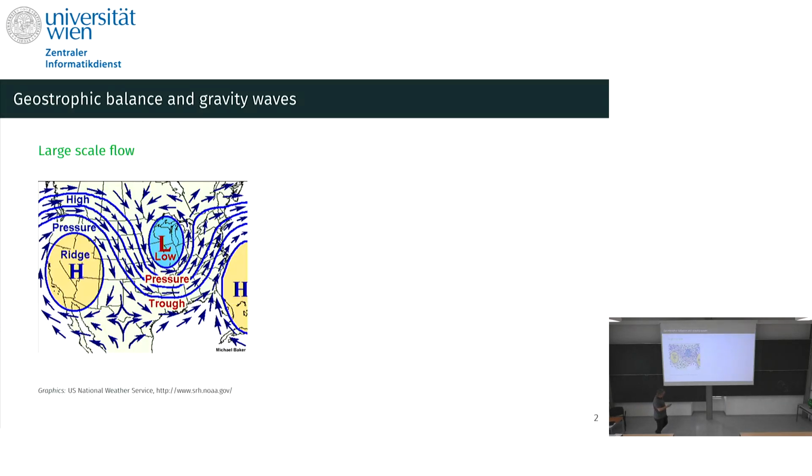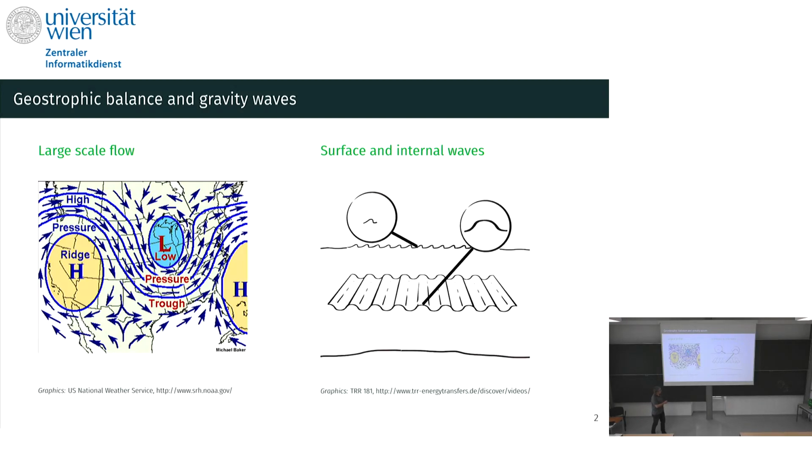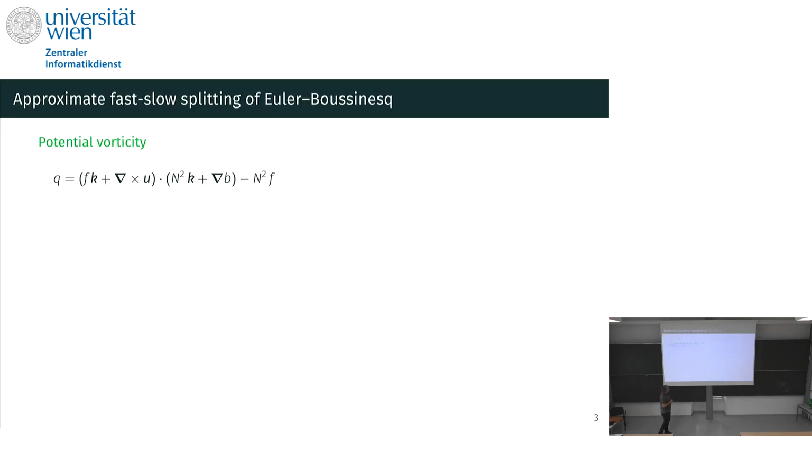Okay, so I'm, I guess, preaching to the converted here. Most people will have seen balanced large-scale flows where essentially pressure gradient forces balance the Coriolis force, and then we have, orthogonal to that in a certain nonlinear sense, internal or surface gravity waves.